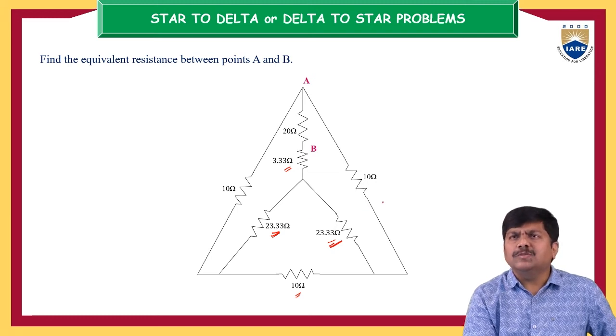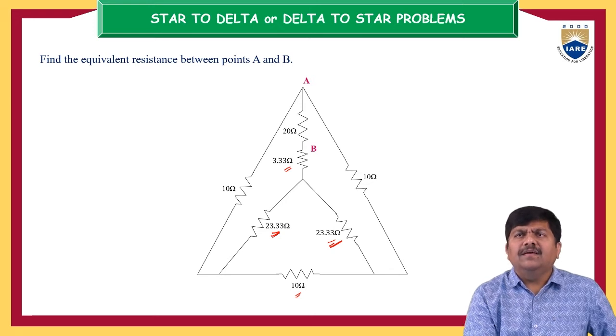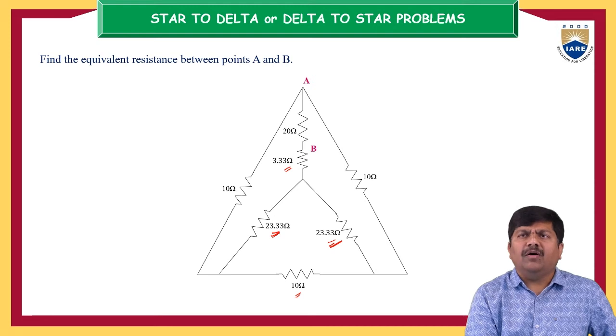Means there is no specific method. The only thing is, what is the method we are going to choose? That method must and should reduce the complexity of the given electrical network further and further. That is the one and only objective in front of us.